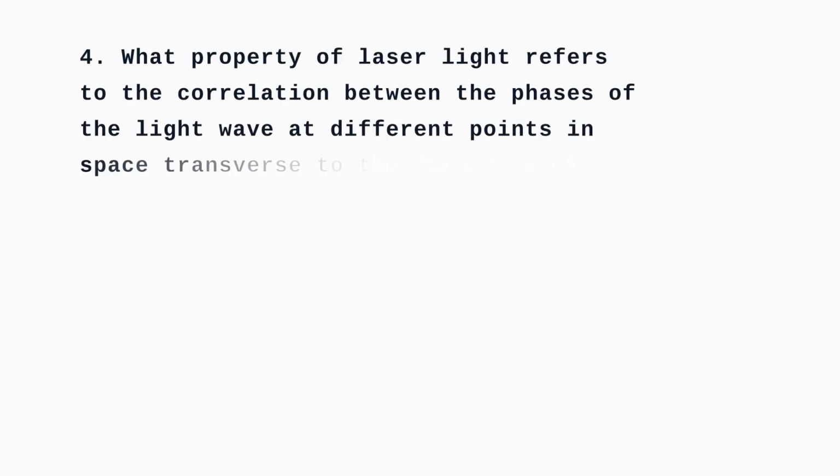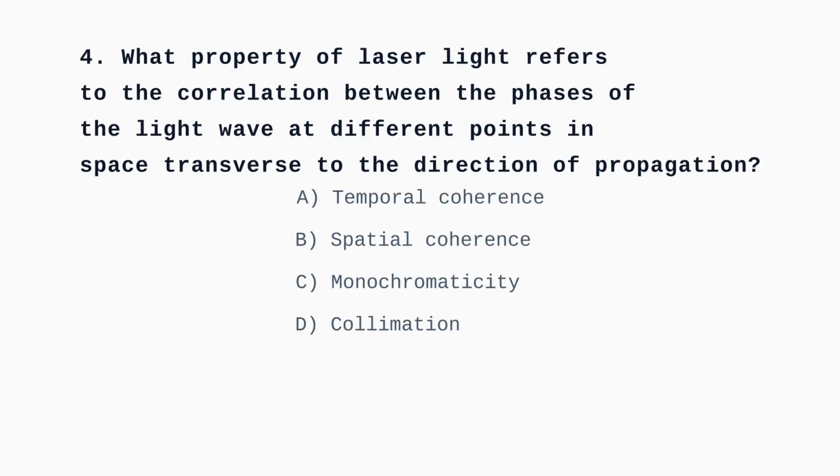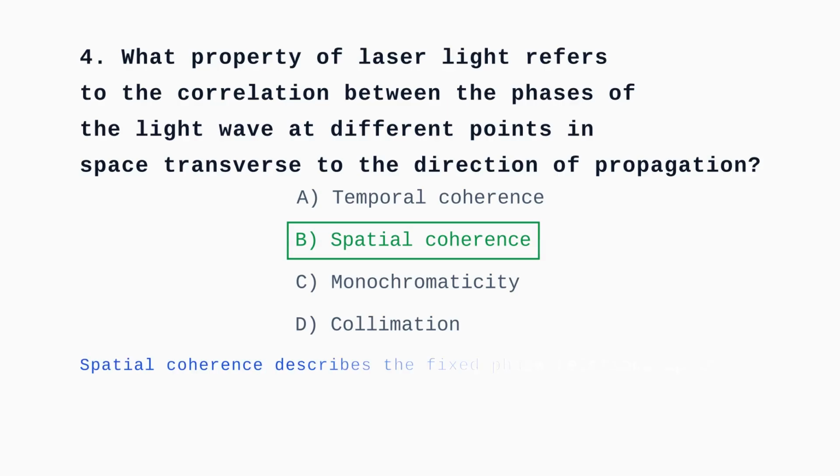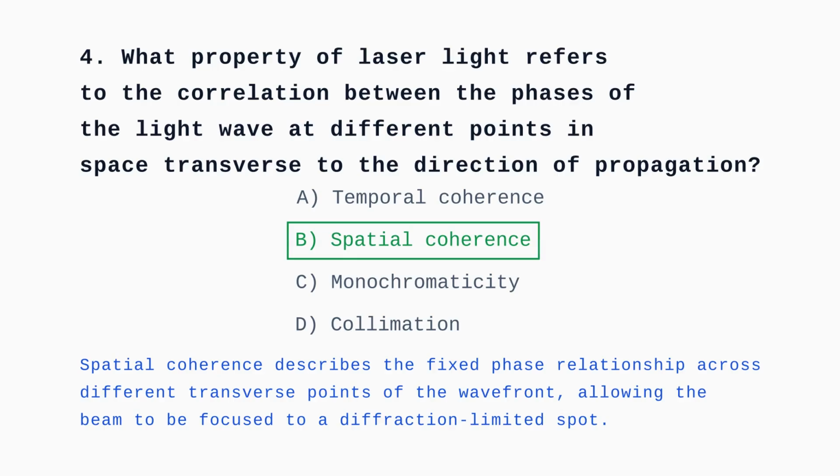Question 4. What property of laser light refers to the correlation between the phases of the light wave at different points in space transverse to the direction of propagation? Spatial coherence refers to the transverse phase uniformity across the beam. This unique property is what allows us to focus lasers down to highly concentrated, microscopic points.